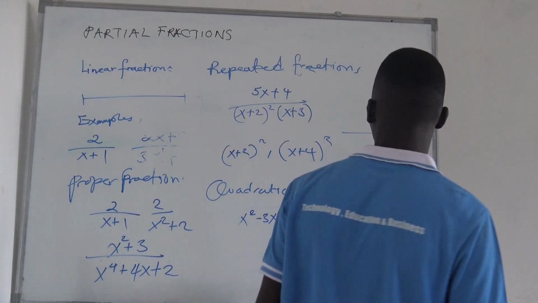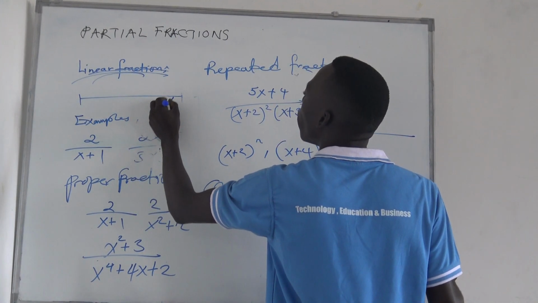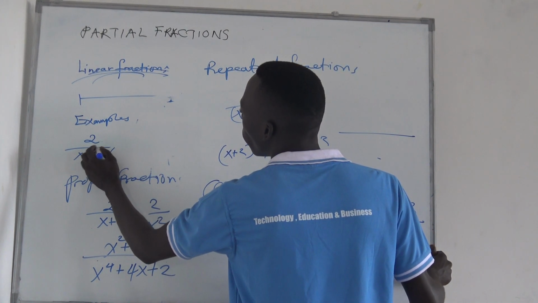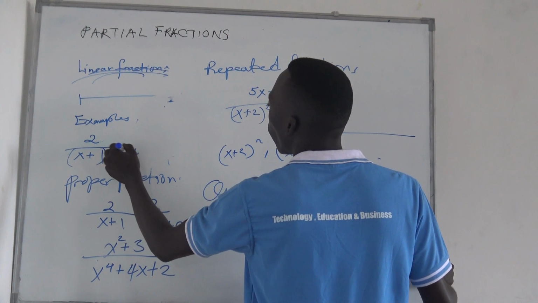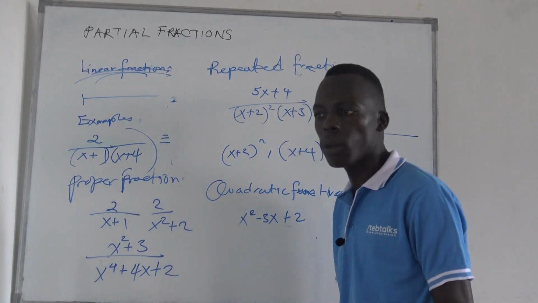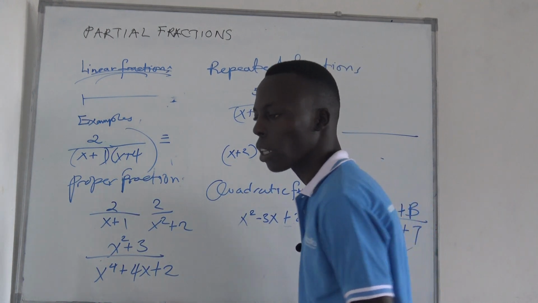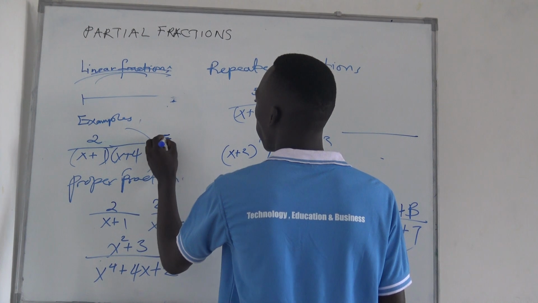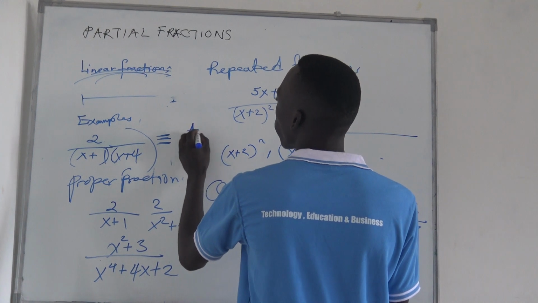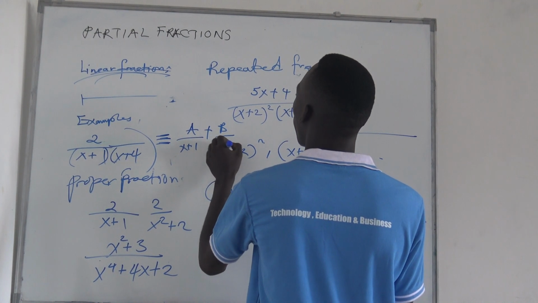But when it is linear, we say a, assuming it was like this, x plus 1 times x plus 4. When we are dealing with partial fractions, we don't say equals, we say equivalent. Equivalent is represented by three lines like this. So for this case, it will be a out of x plus 1 plus b out of x plus 4.